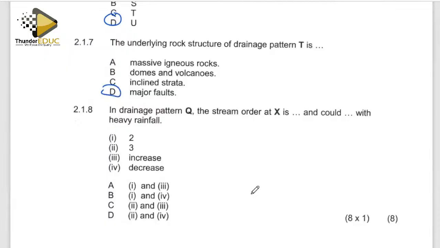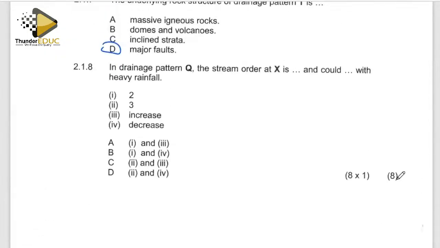Right, in drainage pattern Q, the stream order at X is, right, with when we talk of stream ordering, I will try to illustrate here how we calculate stream ordering. And could dash increase or decrease with heavy rainfall? Right, what happens with stream ordering? When we're talking of stream ordering, we are talking of the arrangement of streams in a drainage basin or the ranking of streams in the drainage basin. We have stream number 1. What we call stream number 1 in drainage basin is an independent stream. A stream that is not fed by any other tributary. It's a stream without tributaries. That is stream rank number 1 or first order streams.